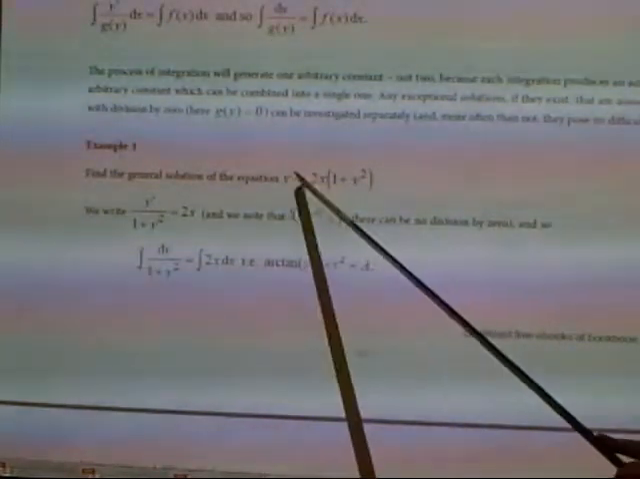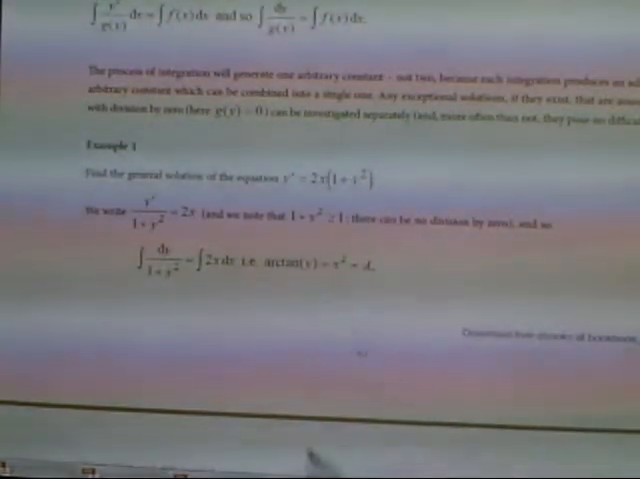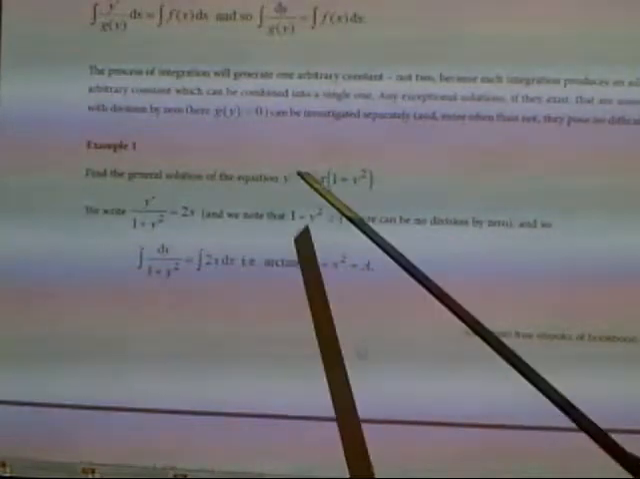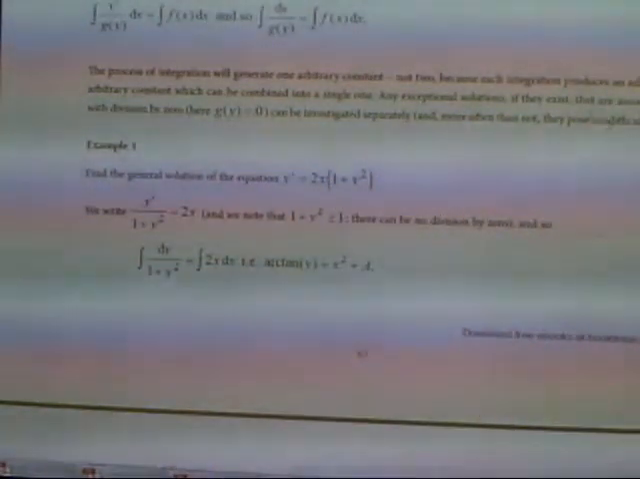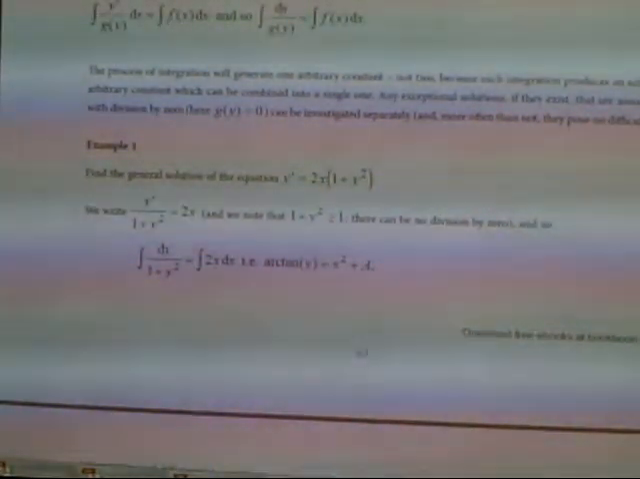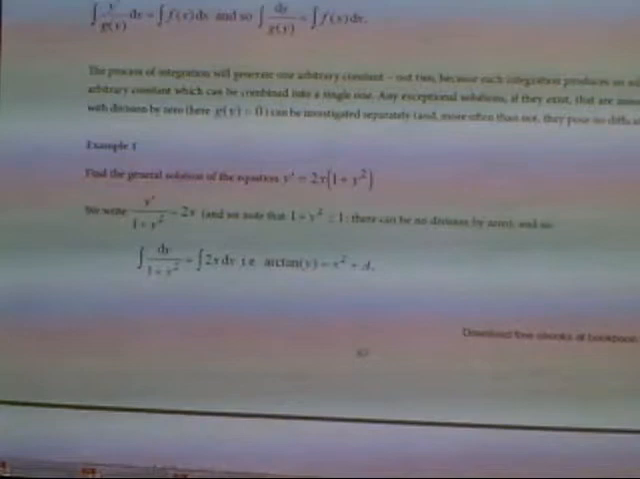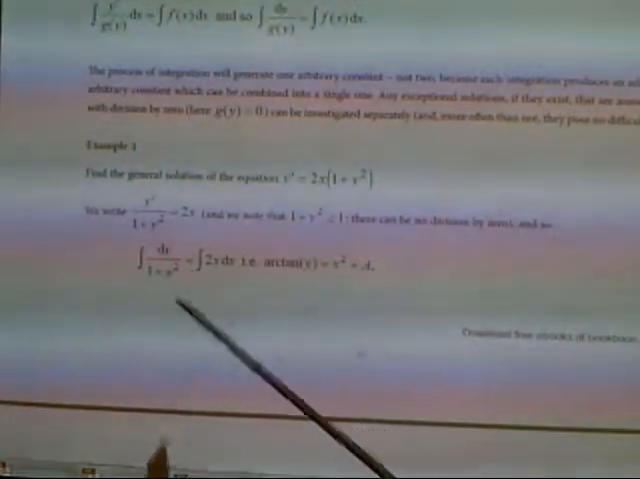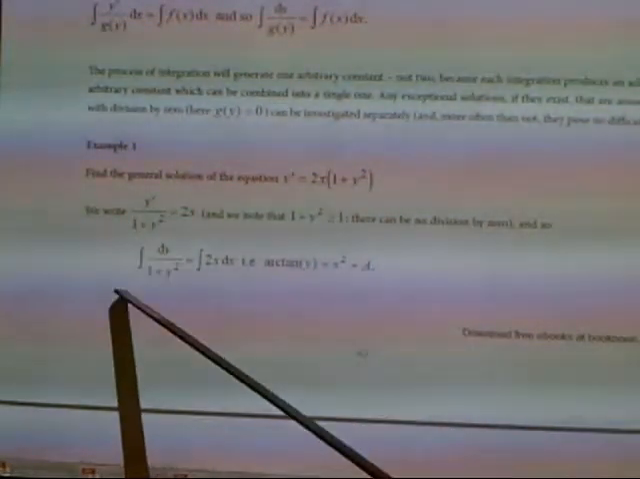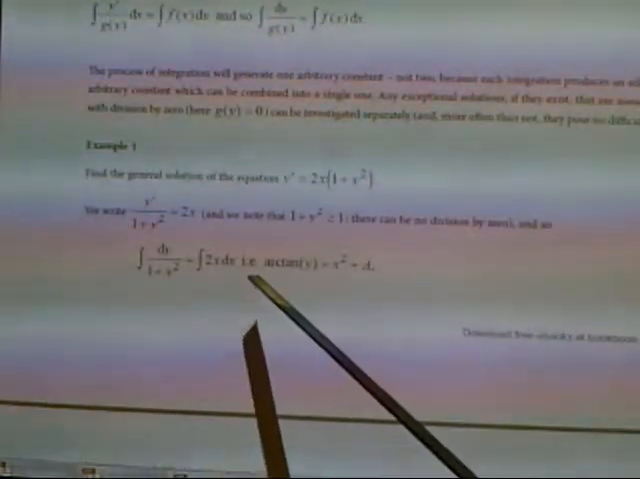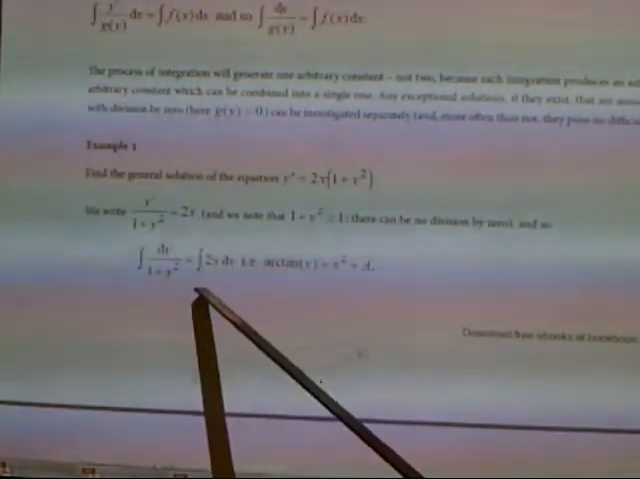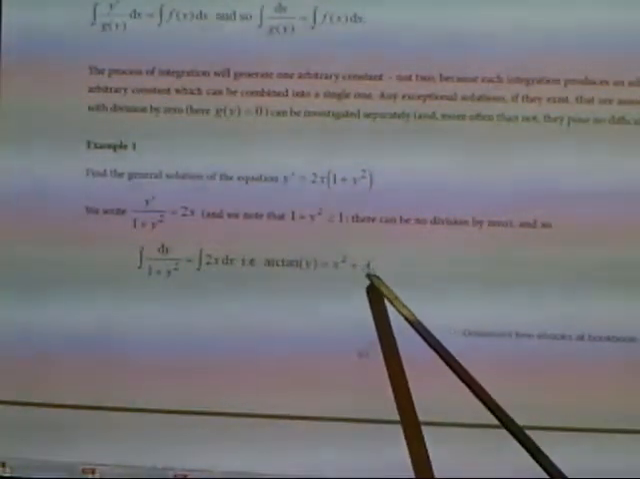Now imagine that dy/dx is equal to 2x multiplied by 1 plus y squared. First, separate the variables: dy by 1 plus y squared equal to 2x dx. Number 2 is integrate both sides, look at this way. Integration dy by 1 plus y squared, and the integration of 2x dx is x squared plus c.